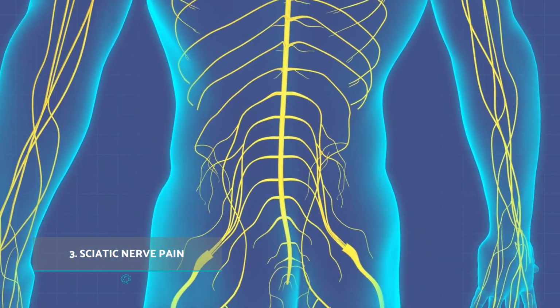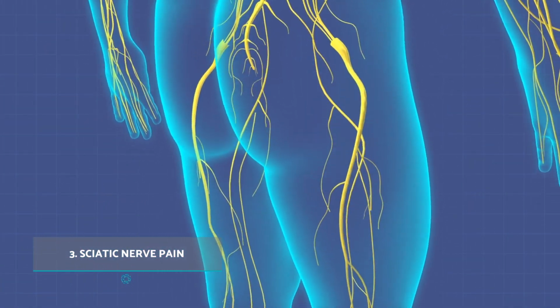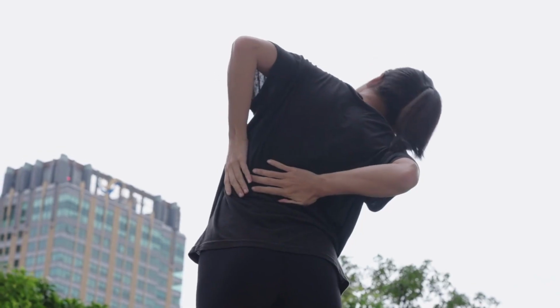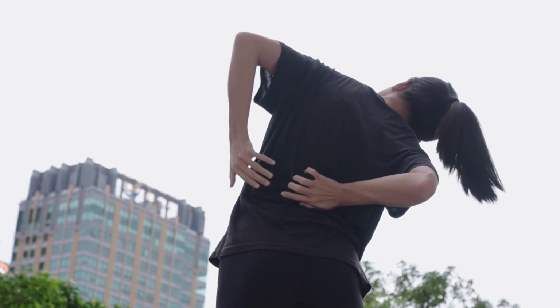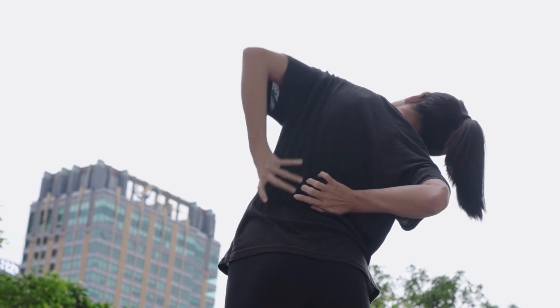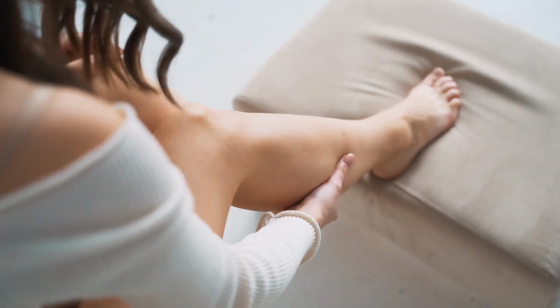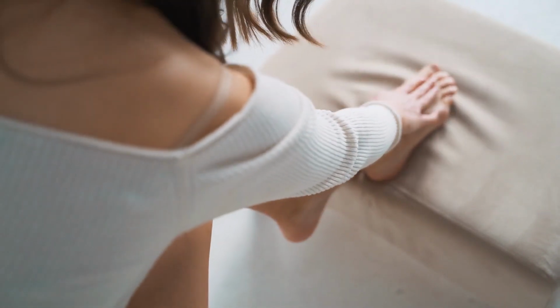Sciatic nerve pain. This is a stabbing pain in the affected leg. It begins in the lower back and descends through the buttocks and legs, even reaching the feet. It is caused by the pinching of the sciatic nerve, which affects the lumbar area and can radiate to the buttocks or legs. Sometimes there is a sensation of tingling or stinging, experienced as a kind of whiplash.